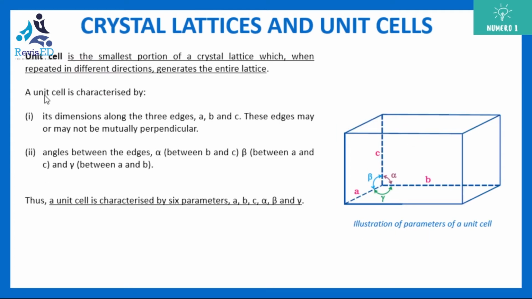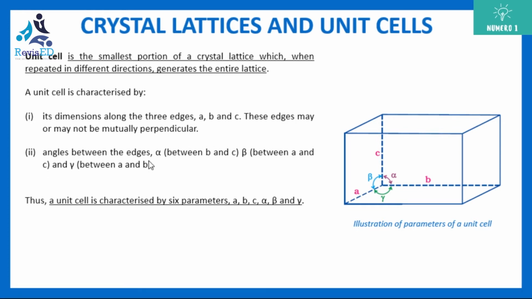So a unit cell is characterized by the following points. The points are actually its dimensions along the three edges, that is a, b and c. So you can see this a is the length here, this b is the other length, and c is the third length. And they may or may not be mutually perpendicular. So it's not compulsory that they are mutually perpendicular to each other.